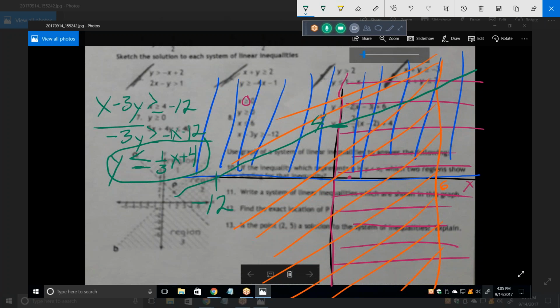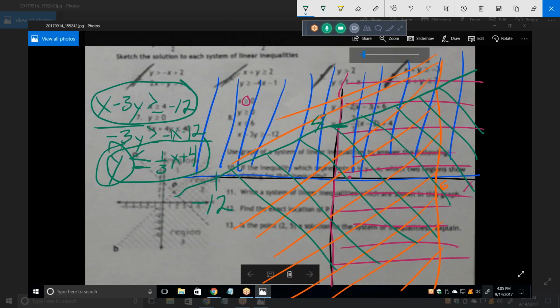Below. In other words, always look to the y-axis. But in order to be able to look to the y-axis, you've got to put it so y is all on one side by itself. Notice that it wasn't so easy to tell which side to shade when I had it like that. It was easy to graph, but it wasn't so easy to tell which side. Whereas once we converted it into y equals mx plus b format, so that y was all on one side by itself, now we were easily able to tell which side to shade.